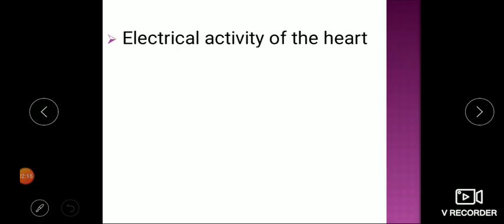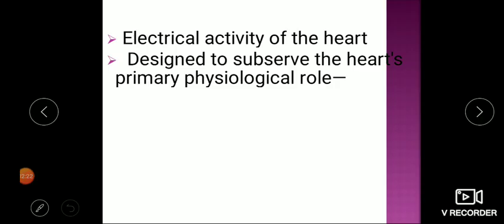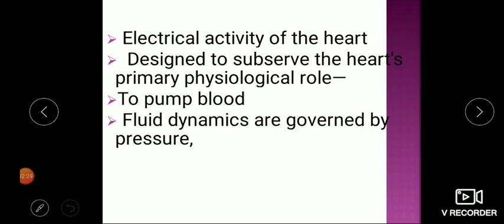Now let's see the events which are happening. Electrical activity will be there. After that, there is a mechanical activity, that is heart contraction. Now the primary physiological role of the heart is basically to pump the blood. Fluid dynamics are basically governed by pressure. The movement of whatever fluid is there in the body is due to the pressure.